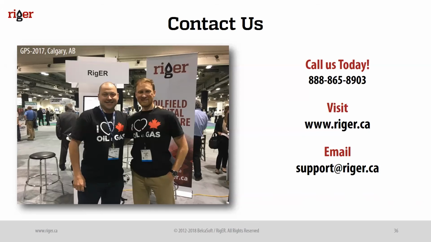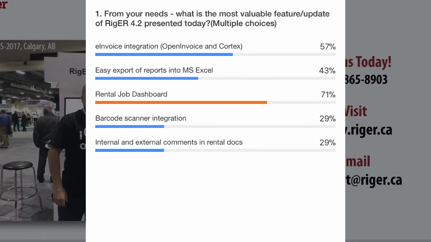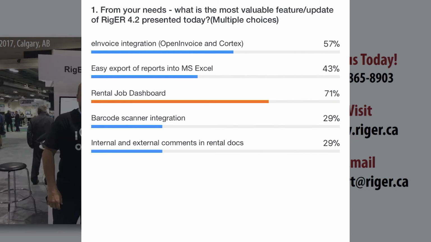I think everybody has now cast their ballot, and I'm going to close the poll in a few seconds, and I'm going to share with you what the majority of people found the most valuable for them in this release of the RigER 4.2. As you can see, why don't I actually let Michael comment on what we're seeing here in the results, because he is the one who's been adamant about asking people, what do you guys want? So Michael, what do you think?